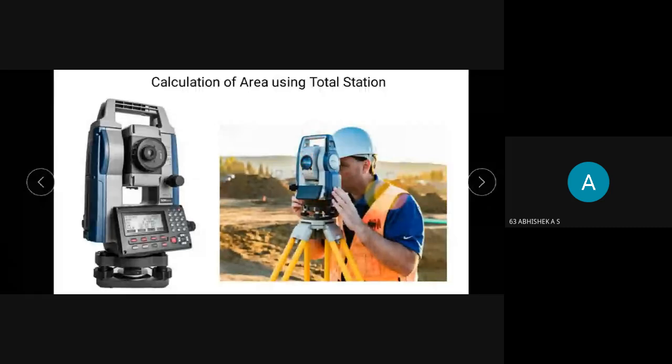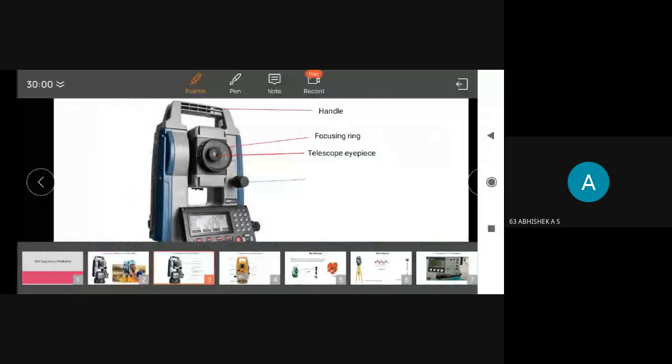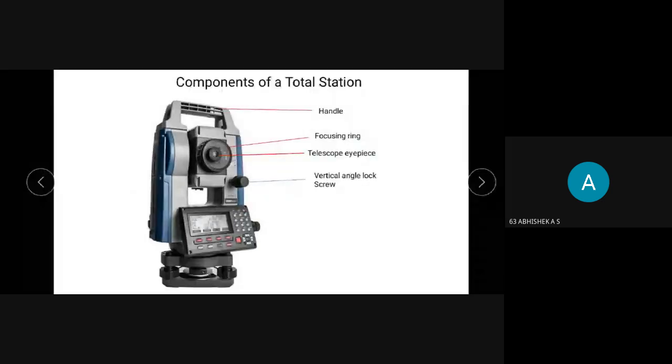In order to lock that movement, we are using the vertical angle lock screw. This can also be rotated about a vertical axis, and for arresting that movement we are using this horizontal angle lock arrangement. So these are the two lock arrangements to arrest the two movements which are possible for this total station.